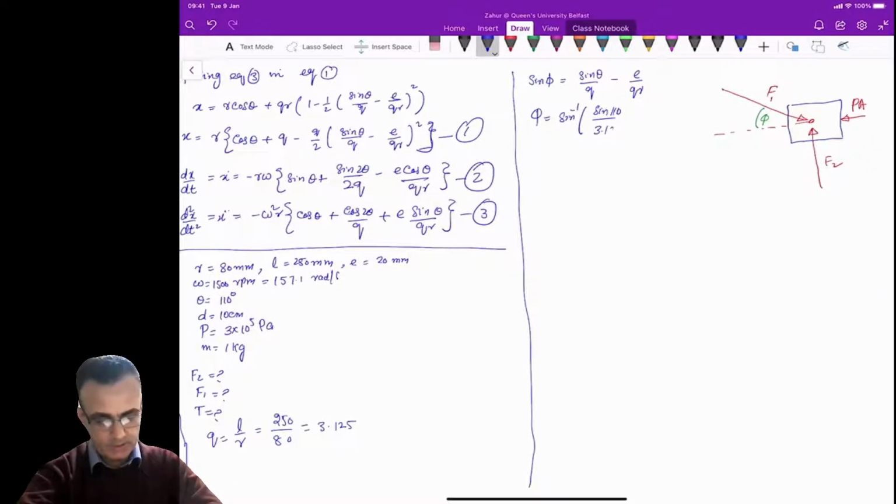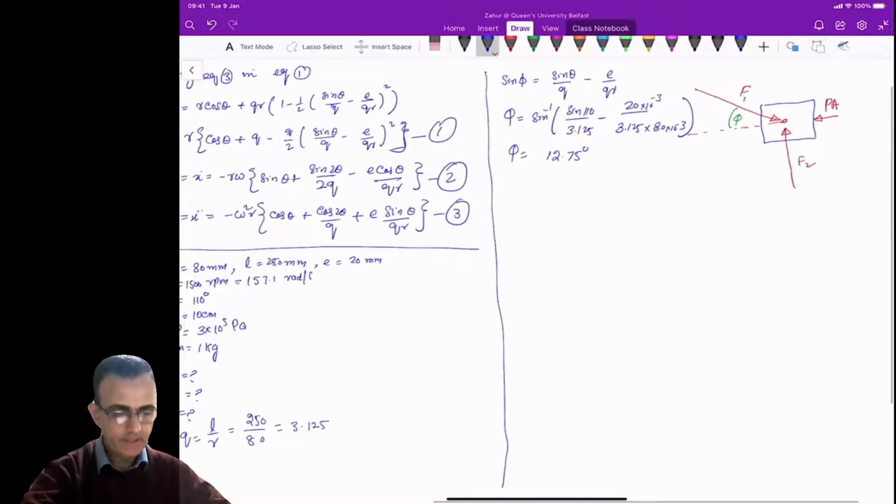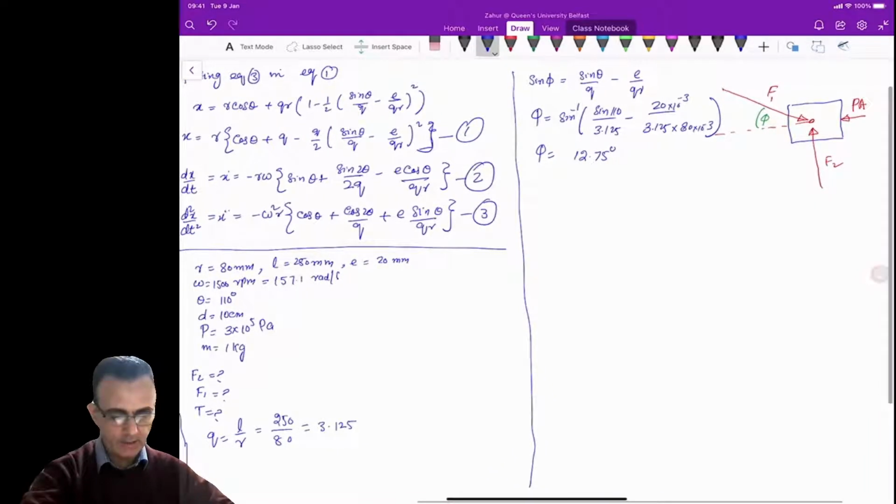So 3.125, and then minus 20 divided by q, which is again 3.125 into R. R is given, which is 80. So again, if you want to convert this to meter, from here you can calculate phi, which will become 12.75 degrees here. So we calculated phi here.